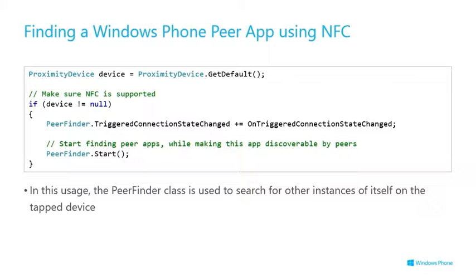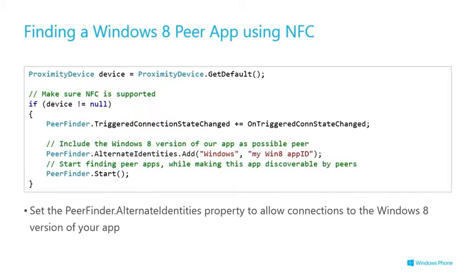So we're actually using tap to set up a higher bandwidth connection, since that's only small strings. We're using tap to connect and set up a stream socket between the two. The way we do that is we call PeerFinder.Start, but we need to hook the TriggeredConnectionStateChanged event. This is for NFC tap to connect, and this will work between Windows Phone and Windows Phone. It will also work between Windows Phone and Windows 8.